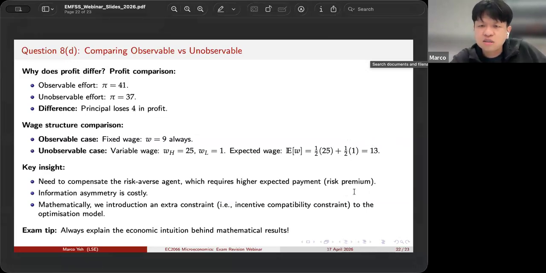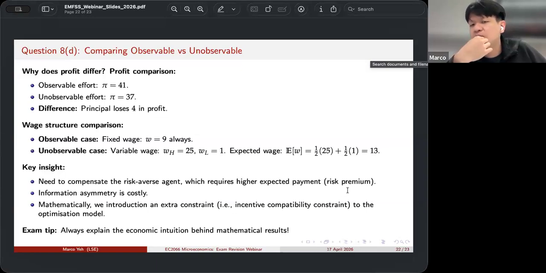Since there cannot be IC and, what's that? Oh, low effort. By default for the agent selecting. Actually, there is an IC constraint for low effort, but it is going to be slack. I don't want to cover it too much.